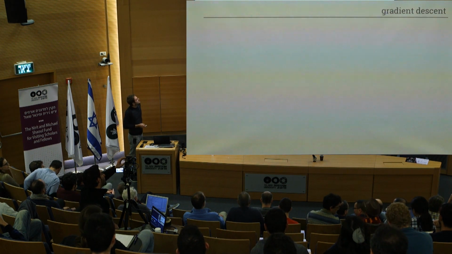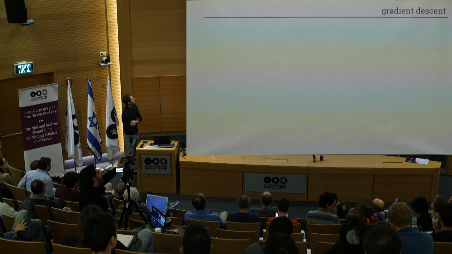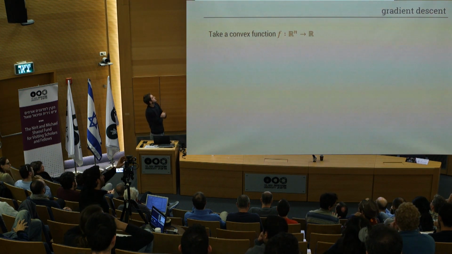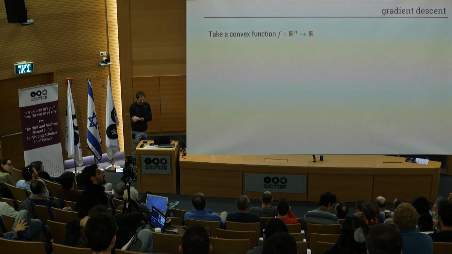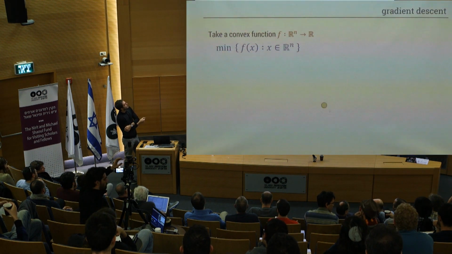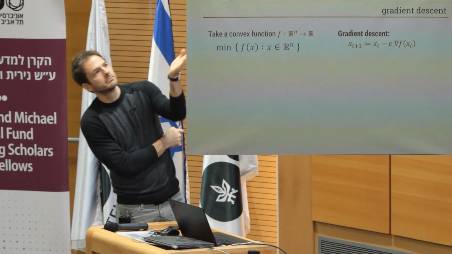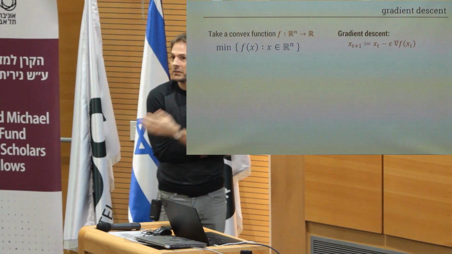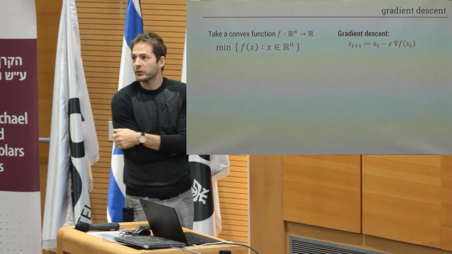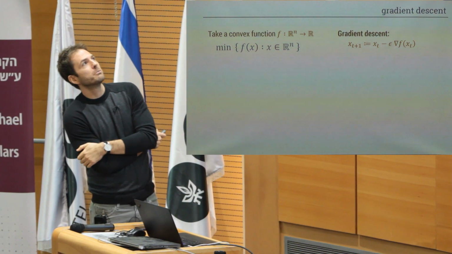So I'm going to talk about gradient descent, which is probably something that people are familiar with. Let me just remind you what happens in gradient descent. So if you have a convex function on Rn, some Euclidean space, and you want to solve a global minimization problem, gradient descent is a fantastic algorithm. Looks something like this. Move a little bit in the direction of the negative gradient of the function. Do this over and over again. And if your function is convex, this will converge to the minimum.